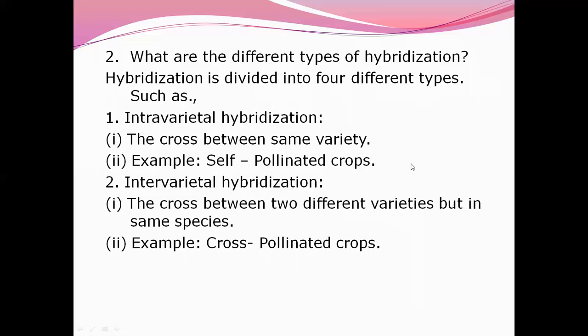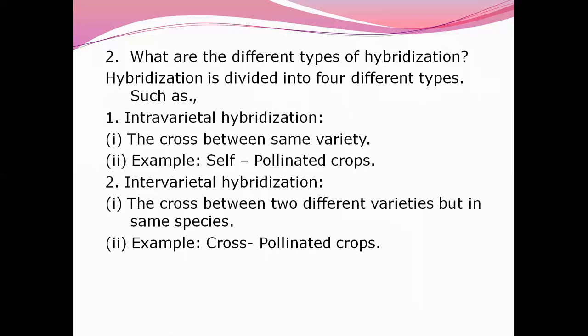Pollination is nothing but transfer of pollen grain from anther lobe to the stigma of the carpel. Self-pollination means transfer of pollen grain from anther lobe to the stigma of the carpel of the same flower. And the second is inter-varietal hybridization, the cross between two different varieties but in the same species. Oryza sativa, different types are there. You take two varieties. One is ponni, another is jeeraga samba. If the cross is made between ponni and jeeraga samba, and you get a new plant called ponsamba, two different varieties but in the same species.